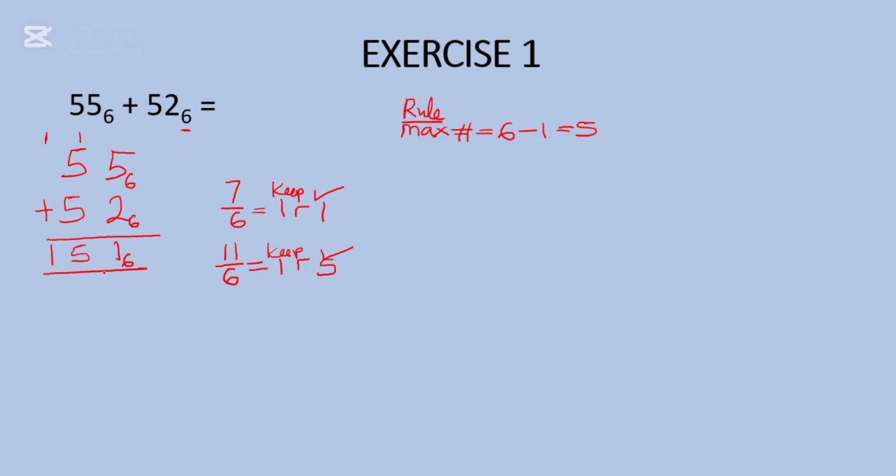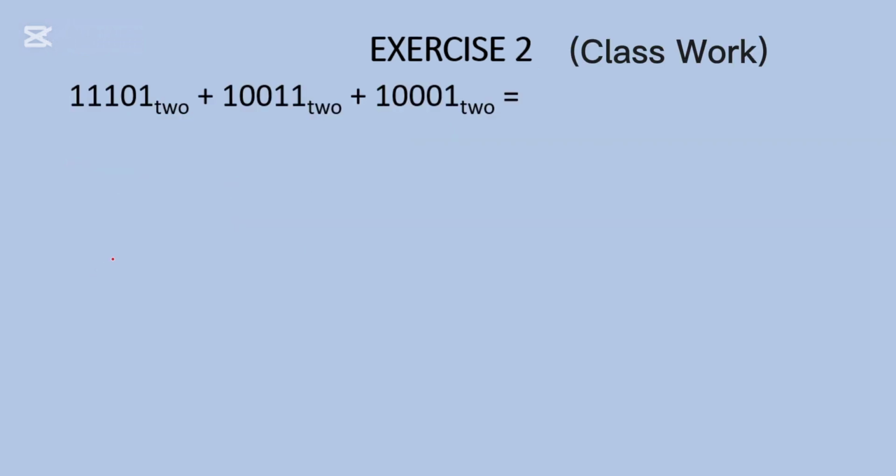I think we grab this. Okay, if you get it well, let's try to apply it in the next one. This is another example. This time we are working with base 2. We are adding all of this and we want the answer to be in base 2. Remember the rule? The maximum number you should think about is 1 less than the base. So 2 minus 1, that's 1. So we don't want to see any number more than 1 in base 2.